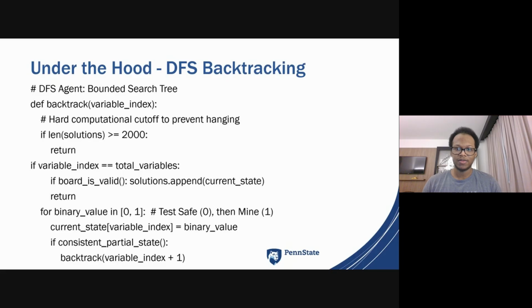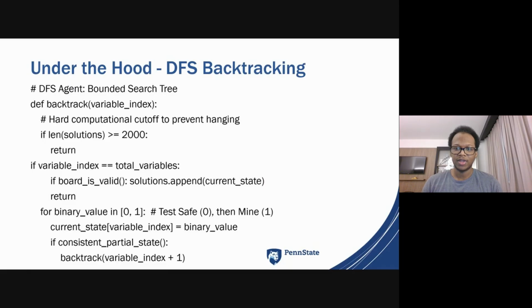Instead of linear algebra, this algorithm sequentially assigns a binary 0 or 1 to every variable on the fringe to build a search tree. Notice the for loop at the bottom. It tests 0, which means safe, before it tests 1, which means mine. Now look at the very top of the function. This is the exact line of code that caused the DFS agent to fail our benchmark with a 0% win rate.